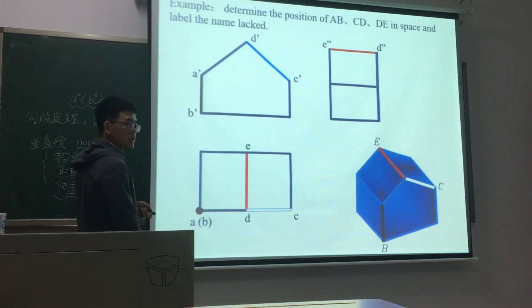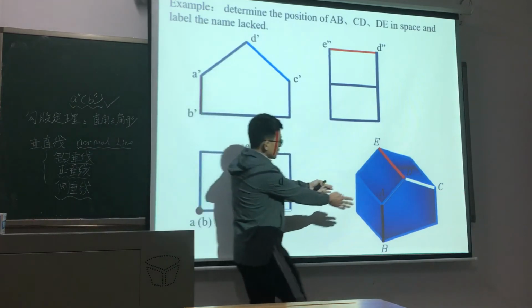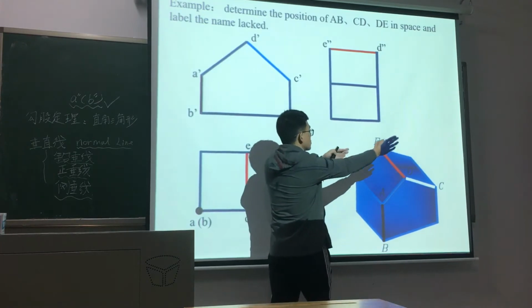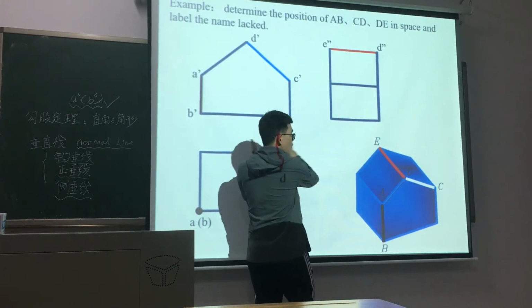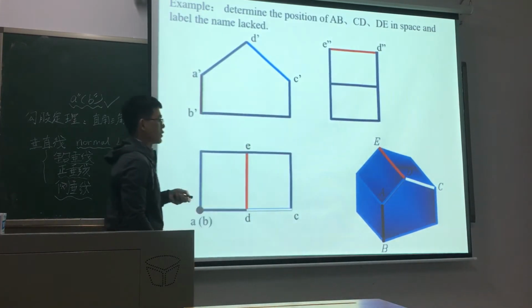AB is, this is a horizontal plane, and this AB is one line, a perpendicular line. 垂直线，对不对？什么垂直线？H 面的垂直线。So perpendicular to the H plane. So this is AB. So CD, CD is just the front line. Yeah, it's a front line.